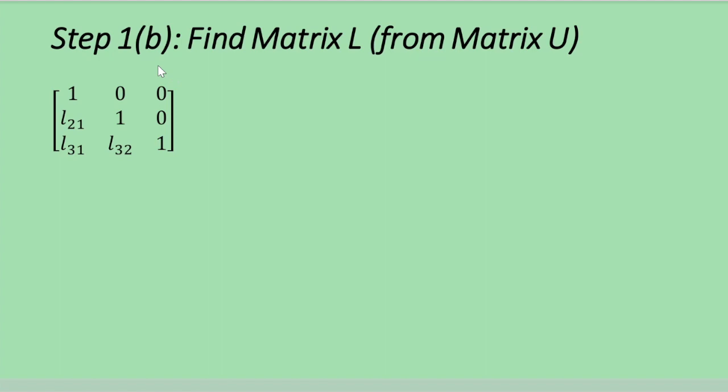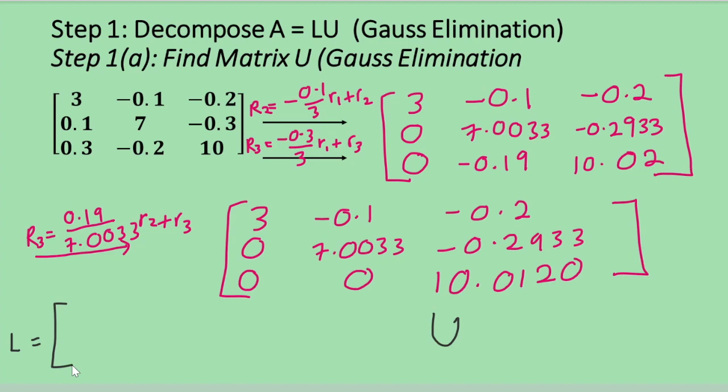Step 1B is to find matrix L from matrix U. If you still remember, we have the values 1 at the main diagonal, and our job is to simply find the 3 values here, which is quite easy. So matrix L would be 1, 1 and 1, 0, 0, 0. I would consider the first column of matrix A, and in order for the first element here, A11, to be 1, I have to divide it by 3. So L21 would be 0.1 divided by 3, which is 0.0333. And next, L31 would be 0.3 divided by 3, which is 0.1.